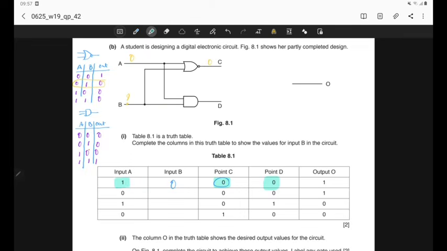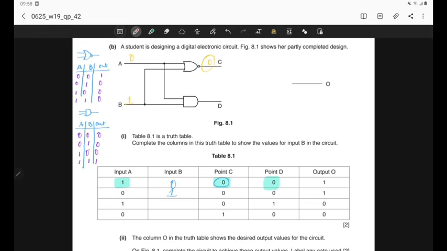So definitely the input at point B should be 1 in order to get a 0 output when input A is 0. So the input at B must be 1 in order to get a 0 output at C for a NOR gate. So we can fill the table that input at B must be 1. So let's check for the same row, the output at D is correct.